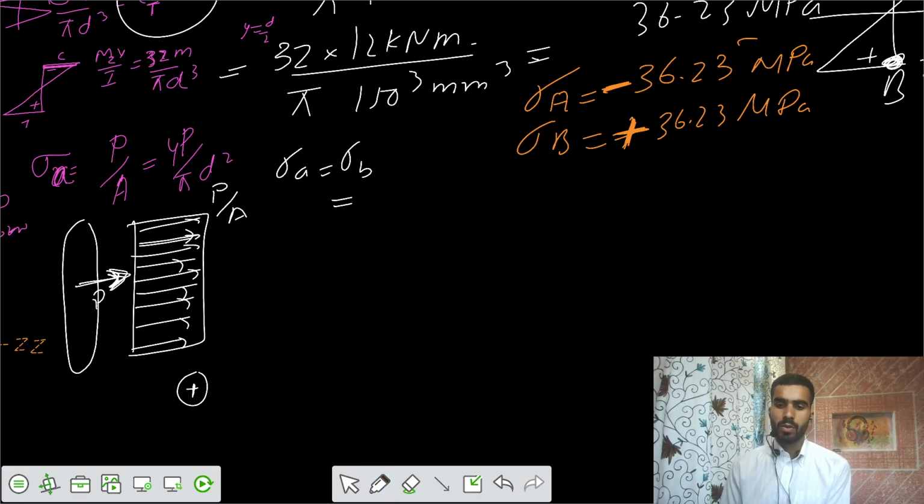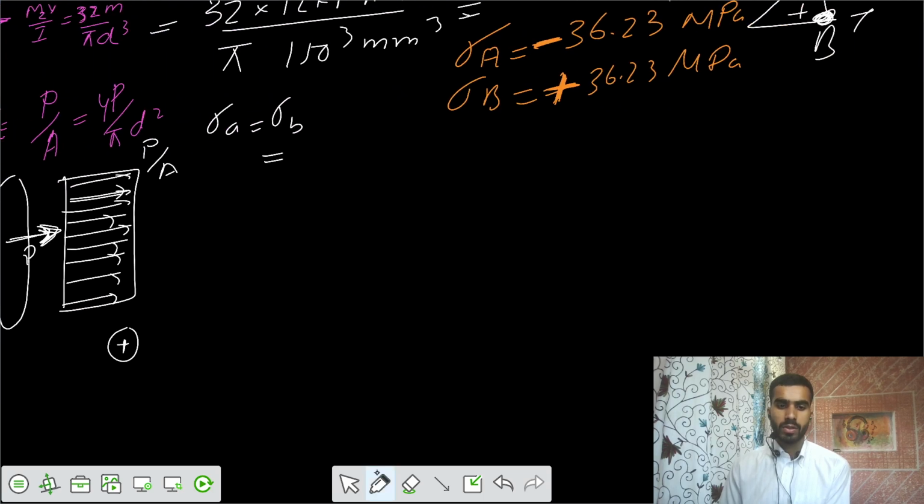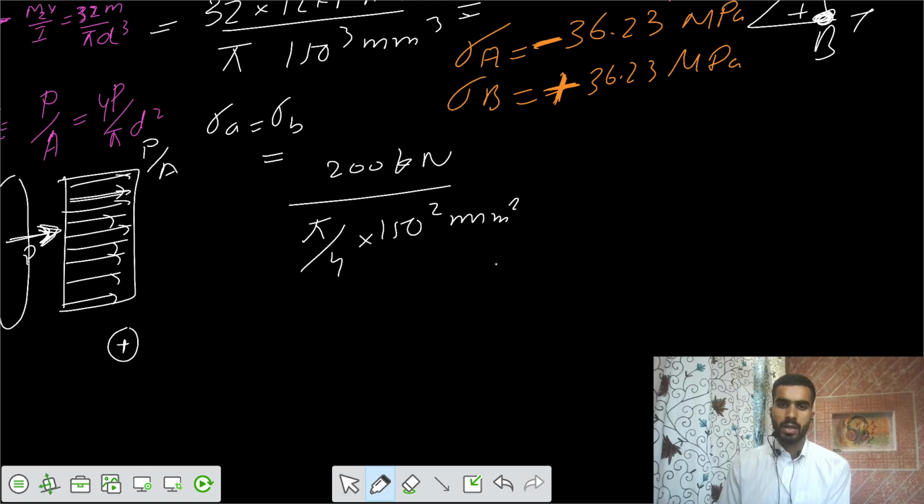that equals the load, what is the load? That's 200 kilonewton, 200 kilonewton by pi by 4 d square, with d of 150 millimeter, squared. So you get a value of stress equal to a positive value of 11.32 megapascal. 11.32 megapascal.